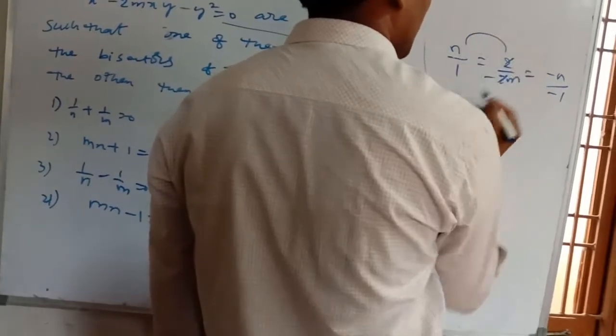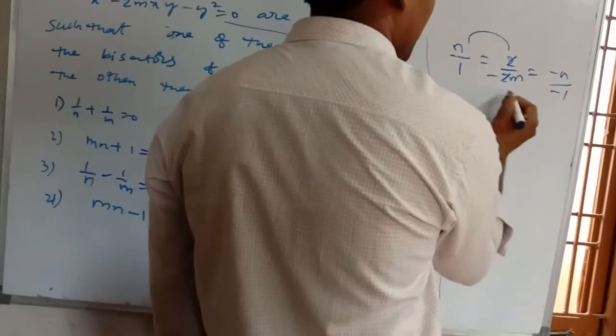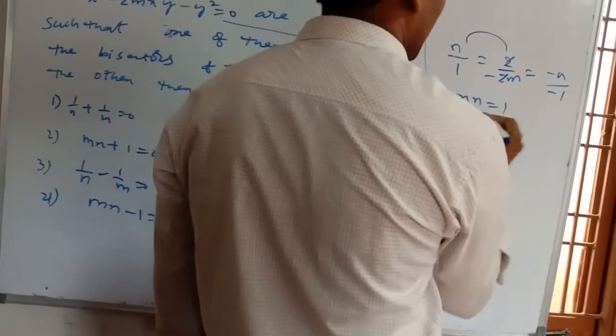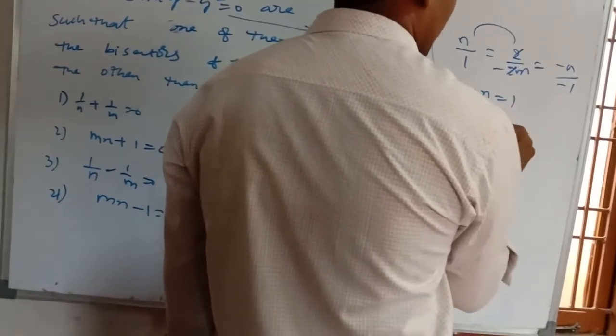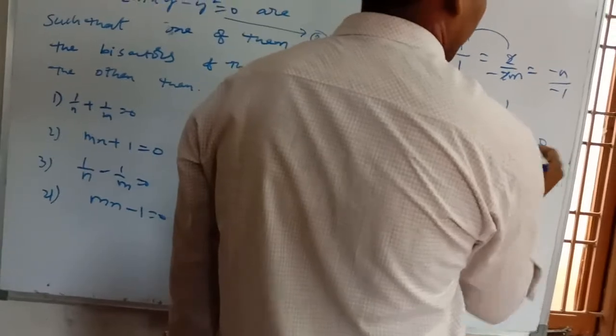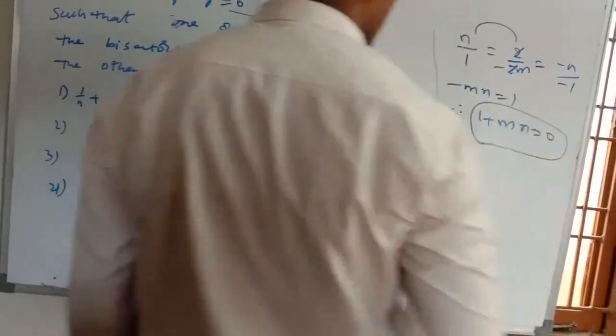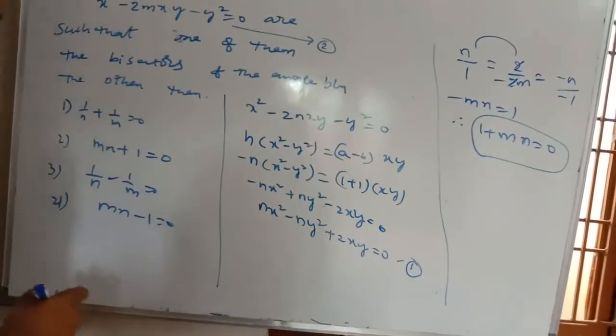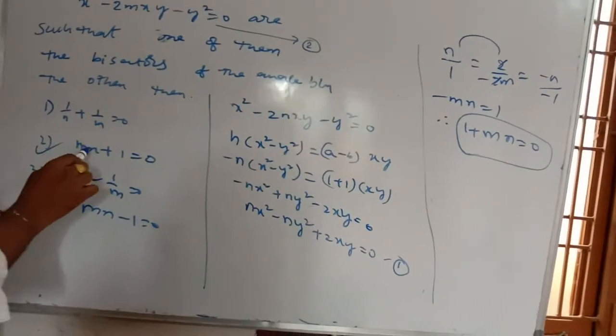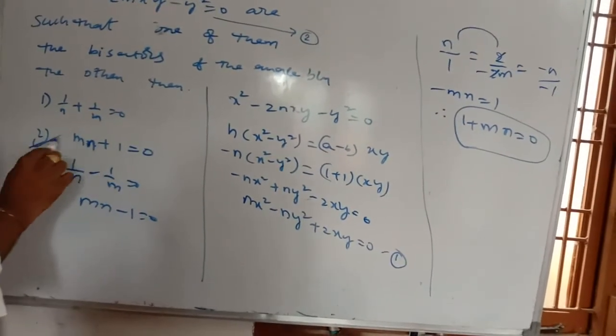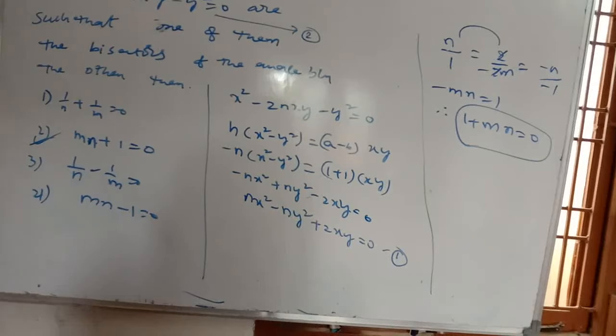Now these are equal parts. This is mn minus mn is equal to 1. Now here 1 plus mn is equal to 0. This is the answer. So 1 plus mn is equal to 0. See the options: the second option, 1 plus mn is equal to 0. Okay, write down.